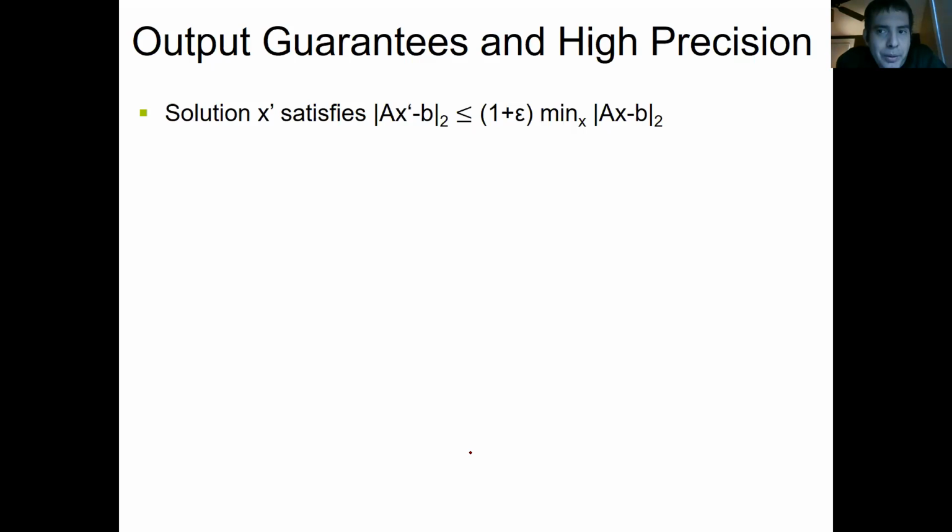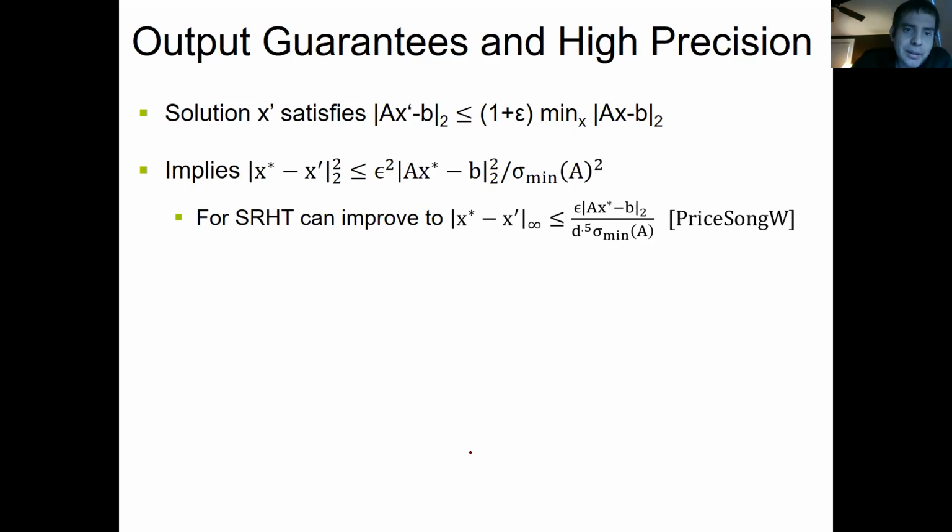Now, we showed this guarantee in objective function value. Often, what someone might want, though, is that your actual solution vector that you get, so you're outputting this x prime, you might want it to be close to the actual optimum x star. And just by using sketching, you immediately get this kind of guarantee here, which is that the squared difference is at most epsilon squared times the optimal cost over the minimum singular value of A squared. This is not hard to achieve.